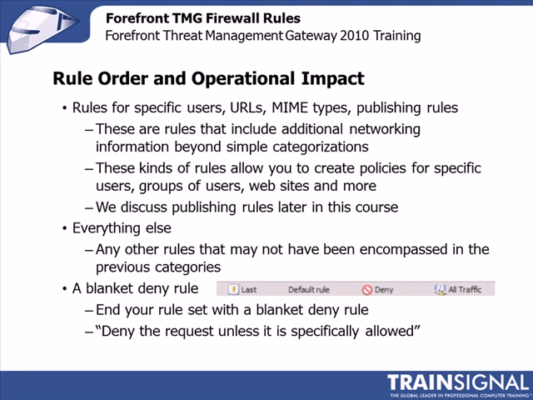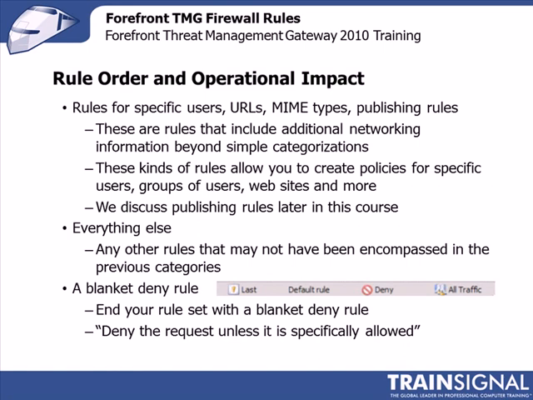Getting even more granular, you next have rules that are for specific users, URLs, MIME types, and publishing rules. These are rules that include additional networking information beyond simple categorizations. For example, you might say, okay, I'm going to allow access to a specific URL that later on would have been denied for some reason. For example, suppose that you want to block access to financial sites, but there's one you want to allow access to. You could have an earlier rule before the deny rule that actually says, I'm going to allow access to www.cbsmarketwatch.com, although financial sites are then blocked by a rule later on. Because the allow rule came first, that traffic will be allowed. These kinds of rules allow you to create policies for specific resources, users, groups of users, websites, and what have you. We're going to discuss publishing rules later in this course, so I'm not going to cover them right now.